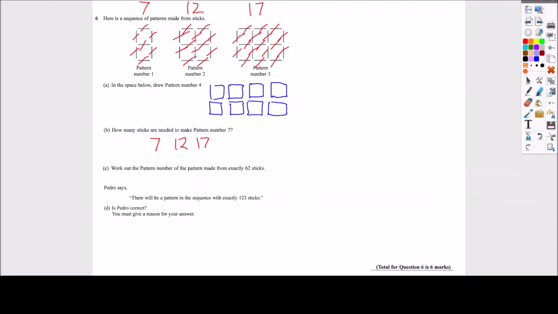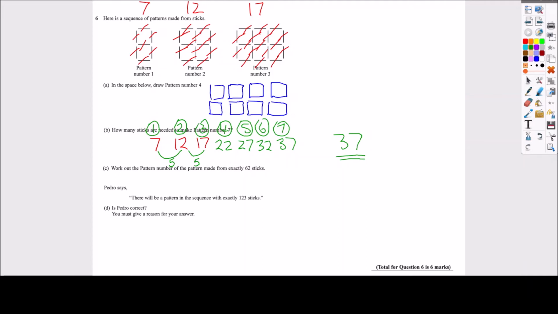Now what is my pattern here? I'm going up in 5s. Okay, so this is pattern number 1, then pattern number 2, pattern number 3, 4, 5, 6, 7, and I'm going up 5s each time. So pattern number 4 is going to have 22, pattern number 5, 27, pattern number 6, 32, pattern number 7, 37. So my answer is 37.